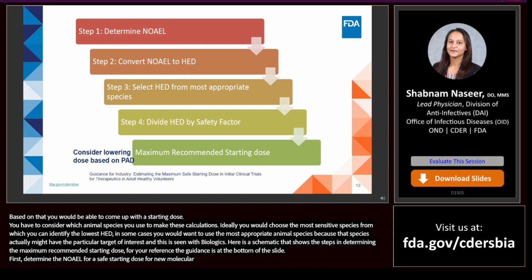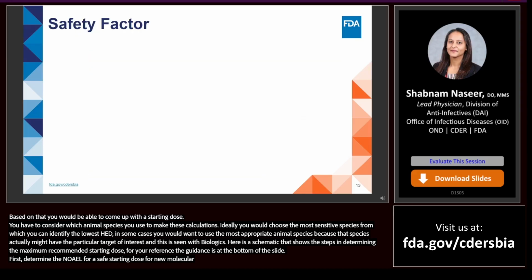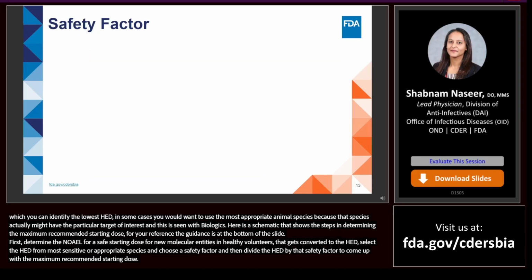Then that gets converted into the HED. You select the HED from the most sensitive or appropriate species, and then you choose a safety factor. Then you divide the HED by that safety factor to come up with a maximum recommended starting dose. So what is the safety factor?